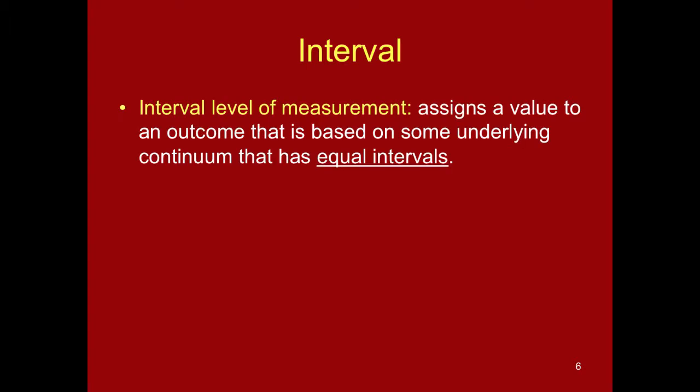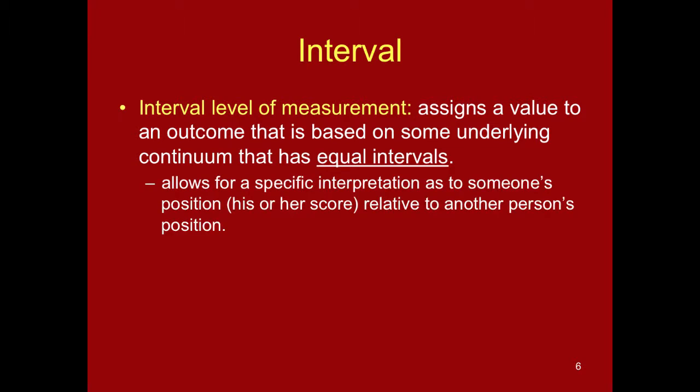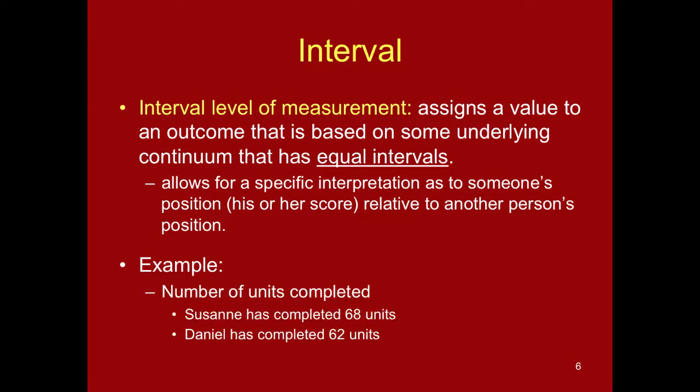The interval level of measurement assigns a value to an outcome that is based on some underlying continuum that has equal intervals. So with this level, the variable is named and ordered, but the difference between the categories is equal. This allows for a specific interpretation as to someone's position, that is, his or her score, relative to another person's position. Continuing with our make-believe survey, one of the questions asked how many units each test taker had completed. It turns out Suzanne has completed 68 units, while Daniel has completed 62.